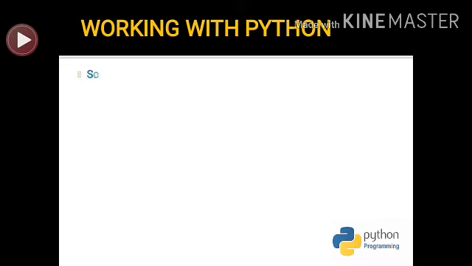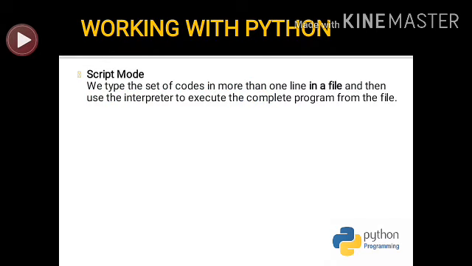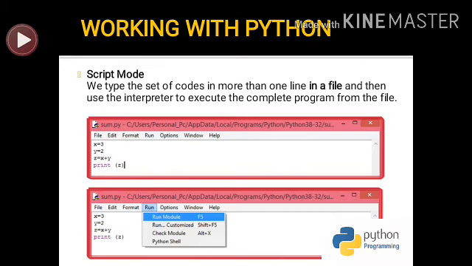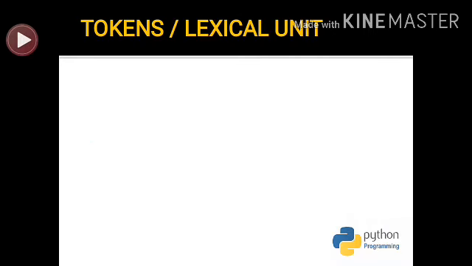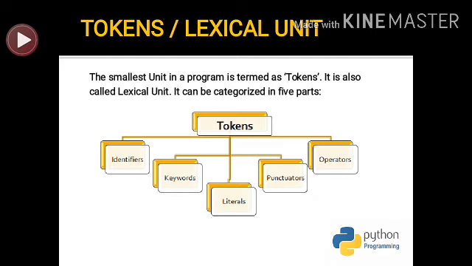Next, in script mode, we need to open a new file for writing a program from the File menu. After completing, save the file and run it from the option Run Module of the Run menu. F5 can be used to run the program. Now come to a very important part of a programming language, which is tokens. This is also called a lexical unit. The smallest unit in the program is termed a token. It can be categorized into 5 parts: identifiers, keywords, literals, punctuators, operators.